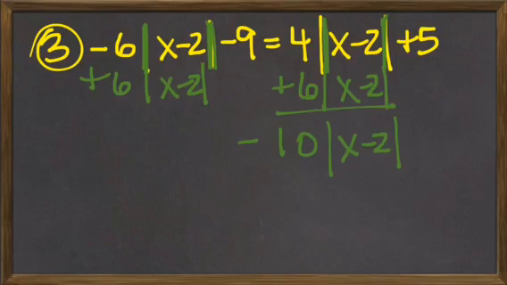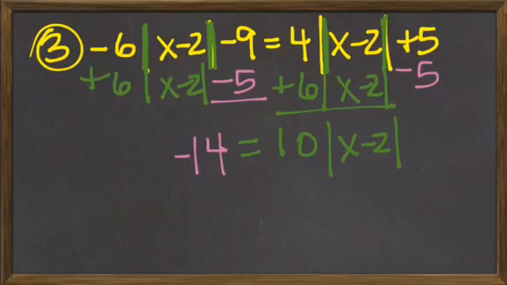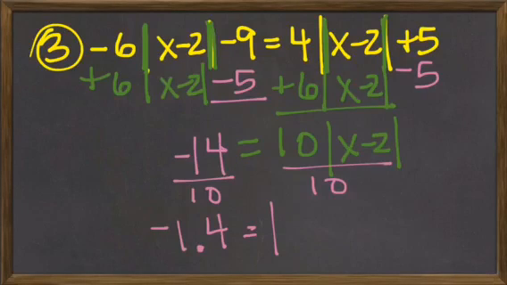I am going to also, in this same line, get rid of this plus 5. So I'm going to subtract 5. Negative 9 minus 5 gives me a negative 14. And so my equation now is negative 14 equals 10 times the absolute value of x minus 2. I need to divide by 10. When I do that, I get negative 1 4/10 equals the absolute value of x minus 2.